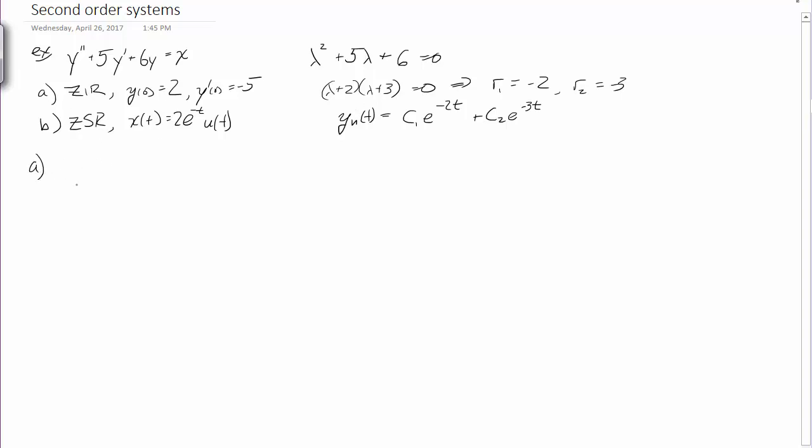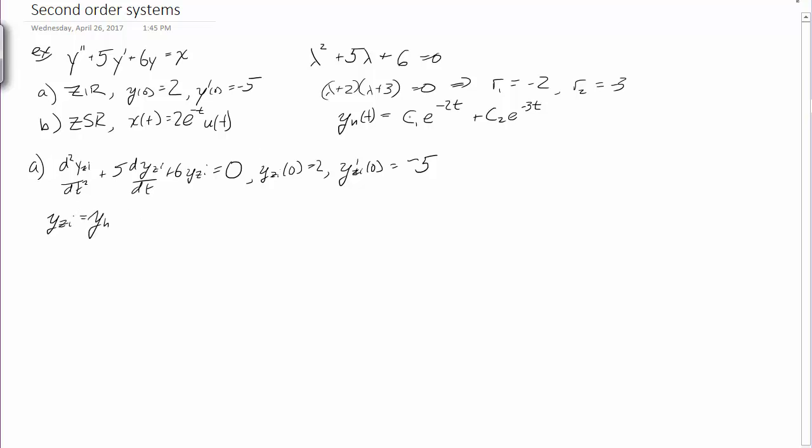We're looking for the zero input response. So that's going to be the second derivative of y zi plus 5 times the first derivative of y zi plus 6 y zi equals 0. That's the 0 in zero input. And we know that y zi of 0 is 2, and y prime zi of 0 is -5. So since there's no input, there will be no particular solution. So we are just left to have y zi be the homogeneous solution.